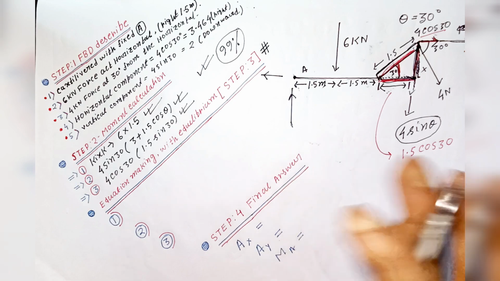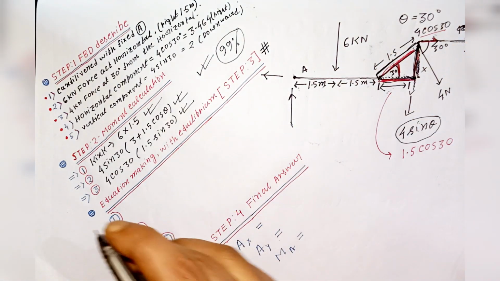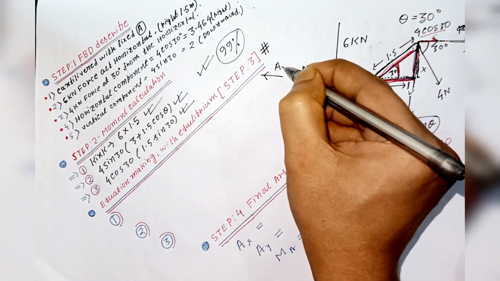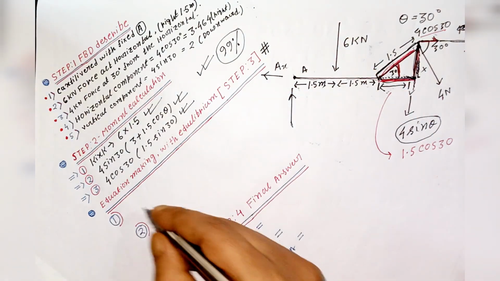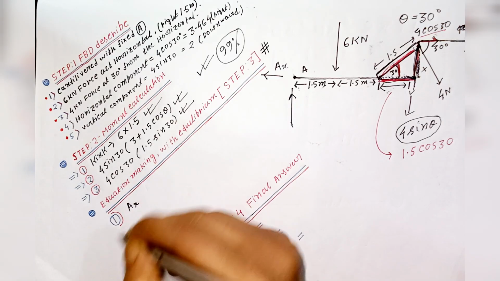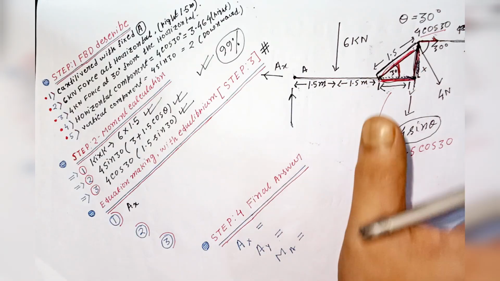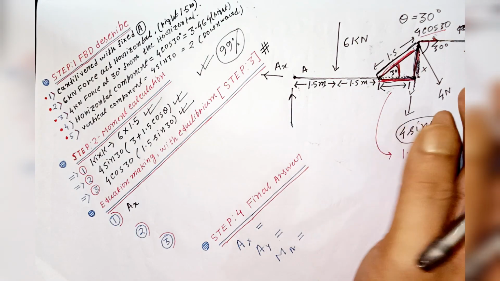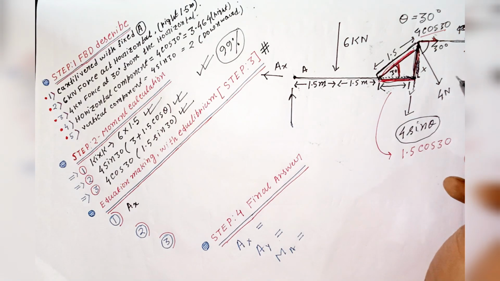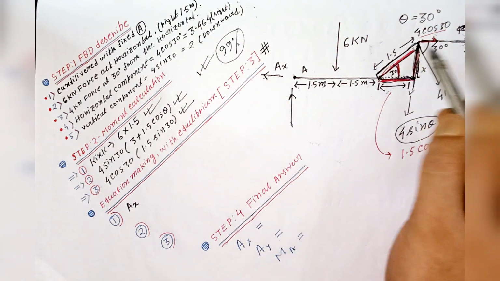Now step number 3, which is very easy but very important. Equation making with the condition of equilibrium. This is AX force, left hand side of the x-axis. AX and the right hand force are in equilibrium. What is the right hand force? 4 cos 30. The condition is equilibrium, so left hand force and right hand force are equal, or the summation of x-axis force equals 0.